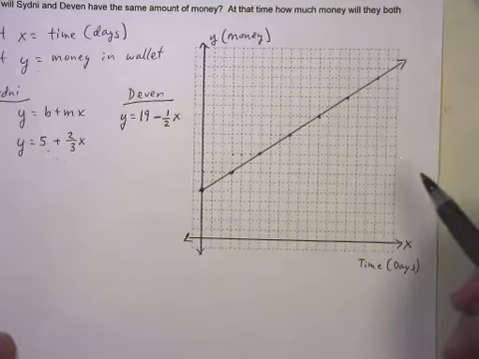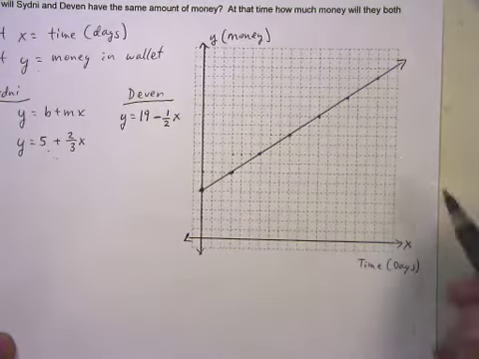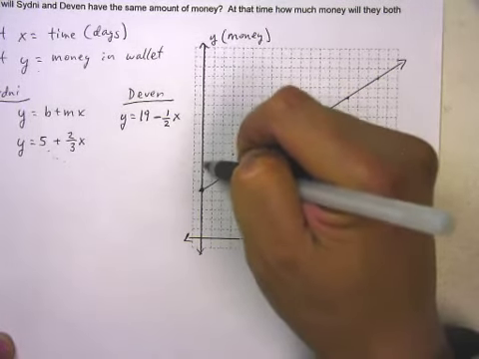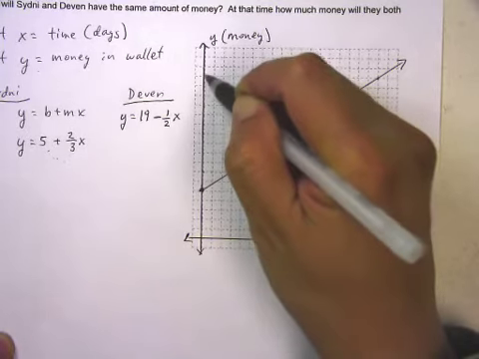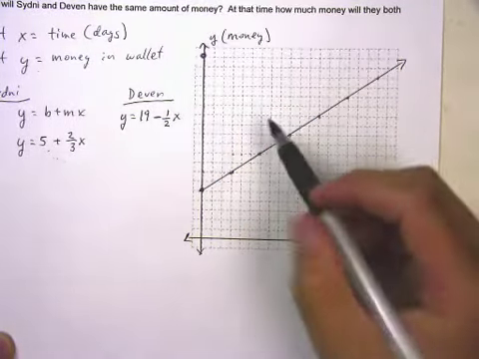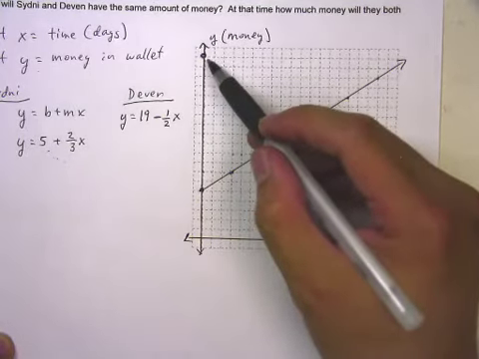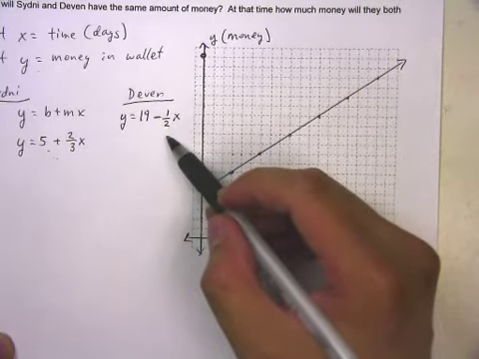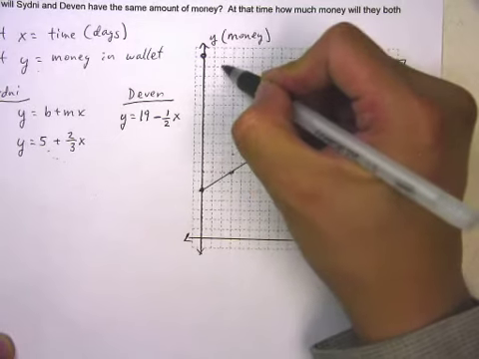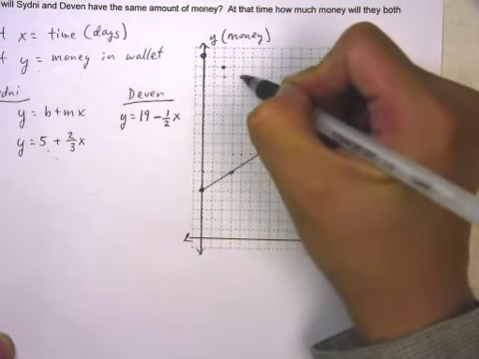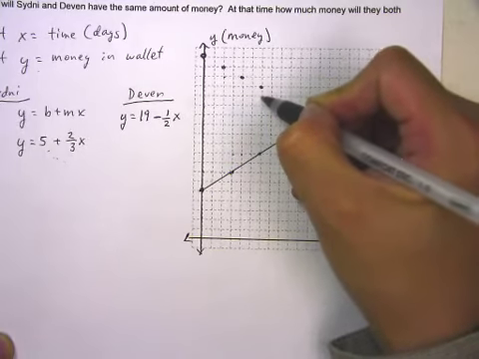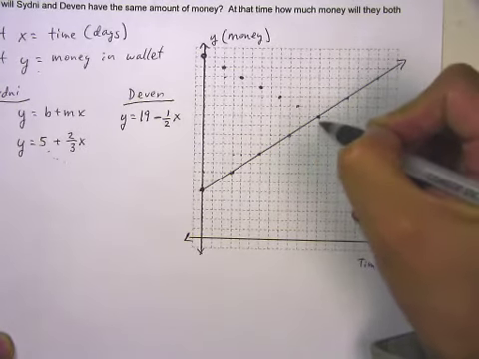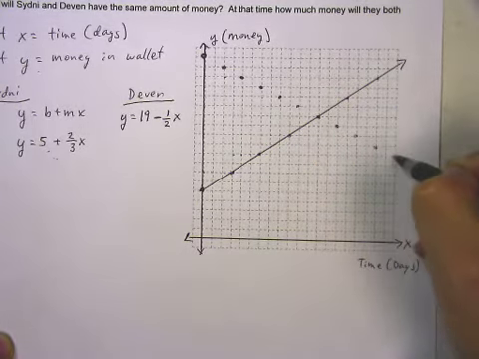Well, what about Devin? Devin's initial value is $19. He's starting out with $19. Let's see, where's that? Way up here. So he's starting with $19. That's the point (0, 19). On day 0, he starts with $19. And then his money is going down $1 every 2 days because he's spending money. So he's losing $1 every 2 days. Losing $1 every 2 days. Ignore the bell. And we could keep on going with this.